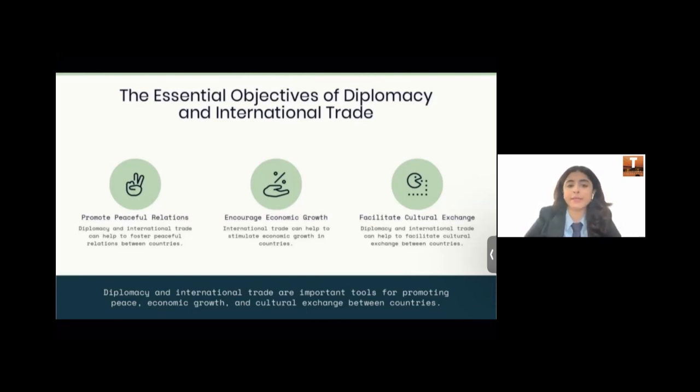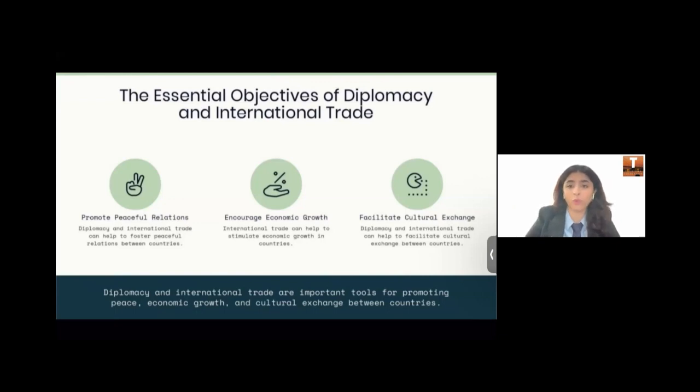Our second point would be maintaining peace and security. Diplomacy plays a crucial role in maintaining peace and security among nations. Through diplomatic efforts, conflicts and disputes are addressed through peaceful means, preventing escalation into armed conflicts. That's the major part, also by facilitating diplomatic negotiations and agreements. We hear so much about new agreements happening, new MOUs being signed.